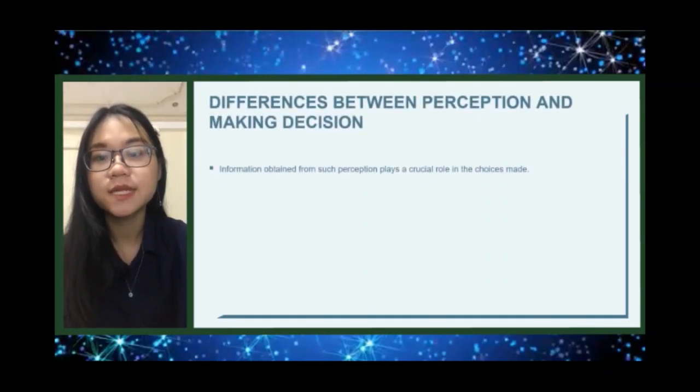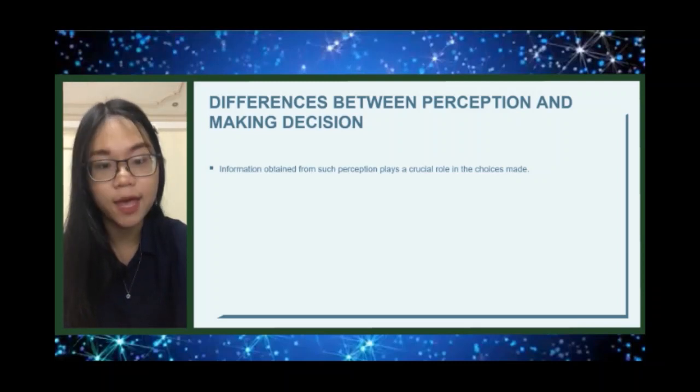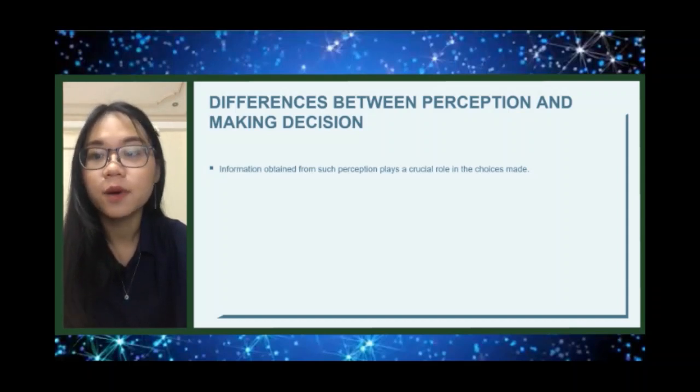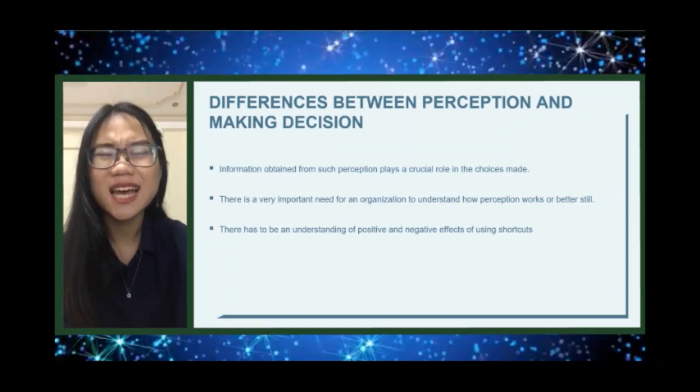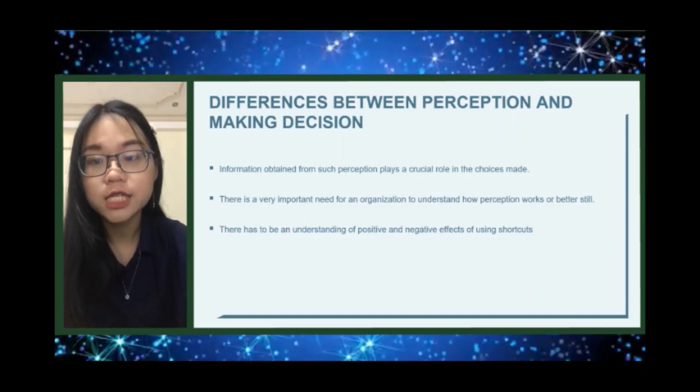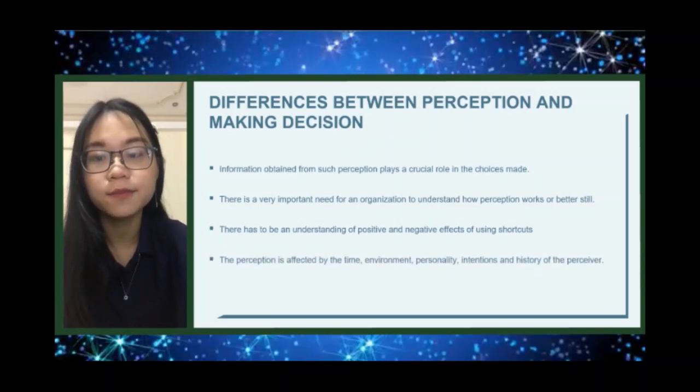Information obtained from such perceptions plays a crucial role in the choices made, and such decisions do not always have positive endings. There is a very important need for organizations to understand how perception works, or better still, how a single perception affects the whole organizational behavior. And there has to be an understanding of the positive and negative effects of using shortcuts, such as selective perception, projection, or stereotyping. Moreover, it should be clear that perception is affected by time, environment, personality, and also the history of the perceiver.